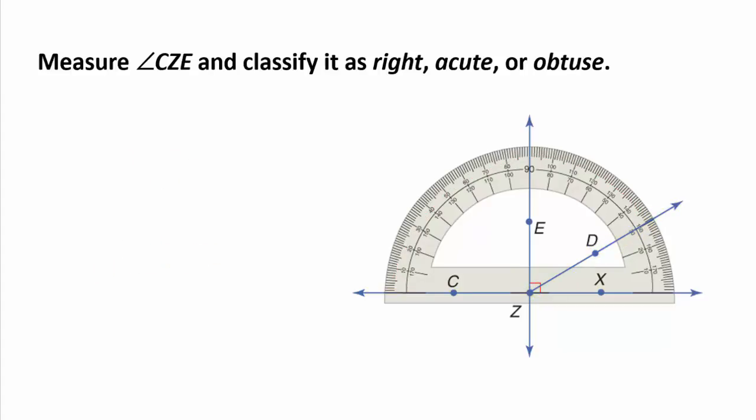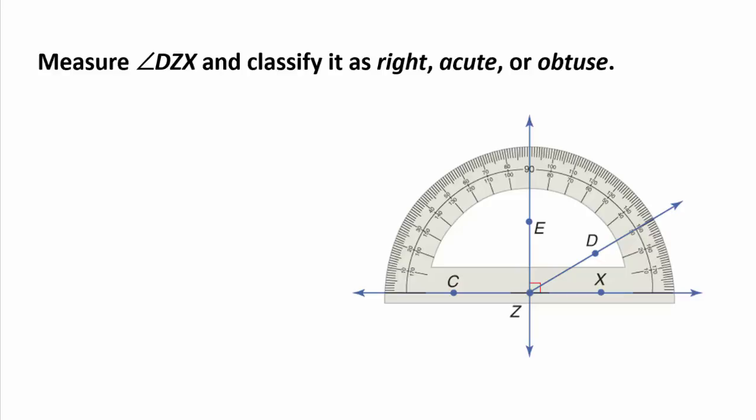The next angle that we're going to look at is angle CZE. So here we are again, CZE. And since this one over here is a 90-degree angle, this one's also going to be a 90-degree angle. That's 90 degrees, which makes it a right angle. The last angle we're going to measure is angle DZX. Here we are, DZX. And since we started on this side here with XZD, which is the same as DZX, we're going to use the inside numbers. And that's going to be a 30-degree angle, and that's going to be an acute angle.